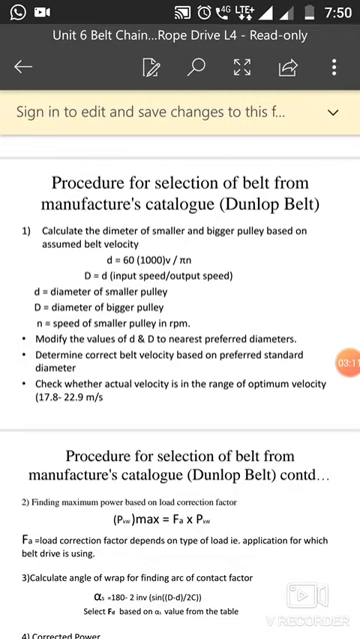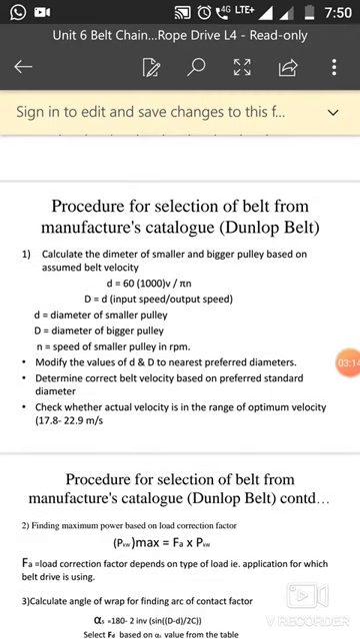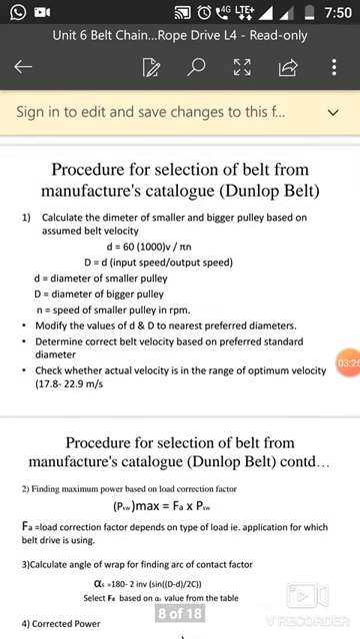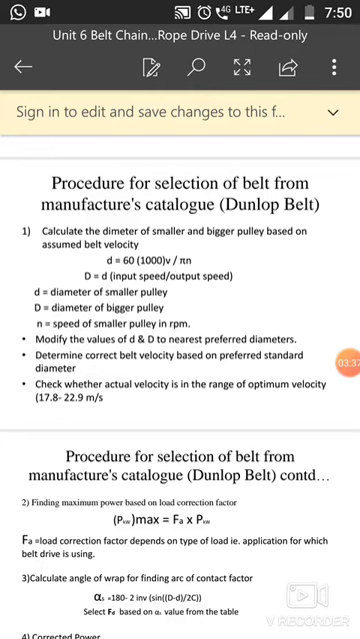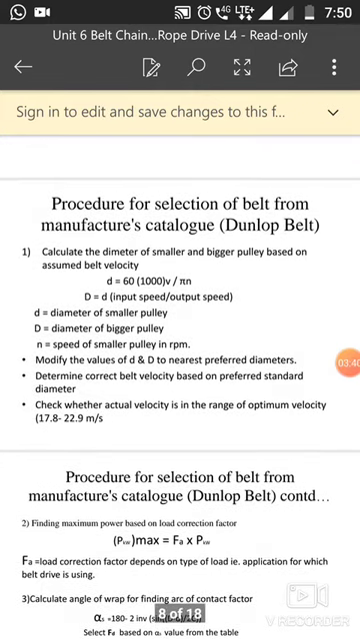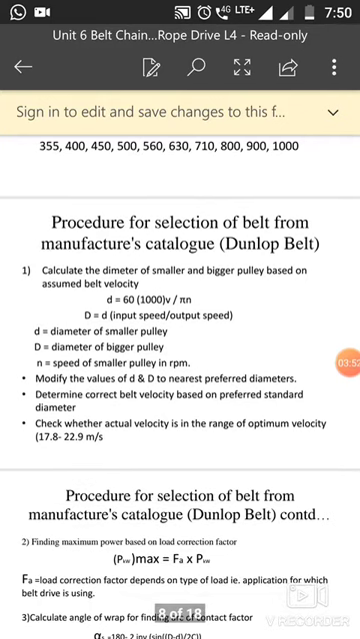For finding the diameter of the smaller pulley, d is equal to 60 into 1000 into v upon pi n. N is what? N is the speed, that is rpm of the small pulley. Now velocity is in meter per second. If we don't know the velocity, being a designer you have to decide a velocity. If you don't know the velocity, you can choose it within an optimum range for the belt. That optimum range is what? 17.8 meter per second to 22.9 meter per second, if belt velocity is not given. Or being a designer you have to choose what the velocity of your belt will be for your application. Based on that velocity you will find out the diameter of the smaller pulley.